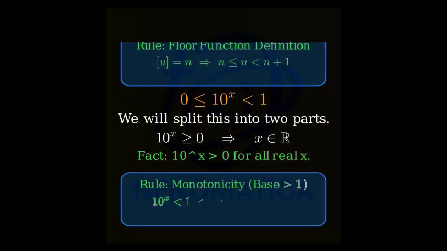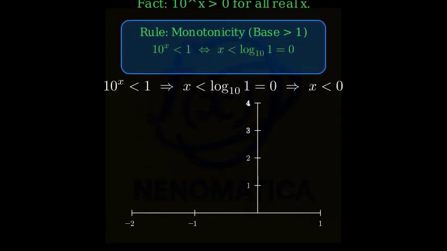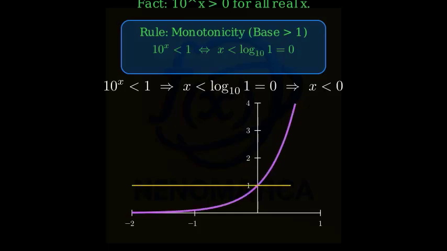Part B says 10 to the x is less than 1. Because 10 to the x is increasing, we can take log base 10 on both sides. We get x is less than log base 10 of 1, which is 0. So x is less than 0. For intuition, let us graph y equals 10 to the x and the horizontal line y equals 1. The curve lies below 1 exactly when x is negative. So x less than 0 is the set that satisfies 10 to the x less than 1.